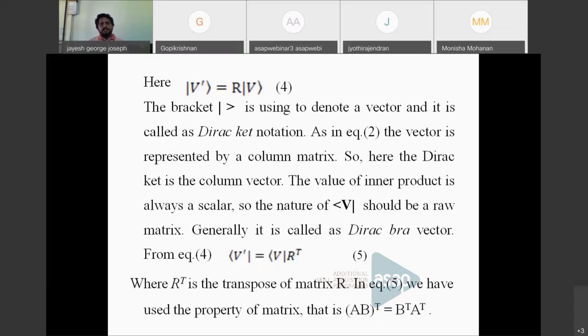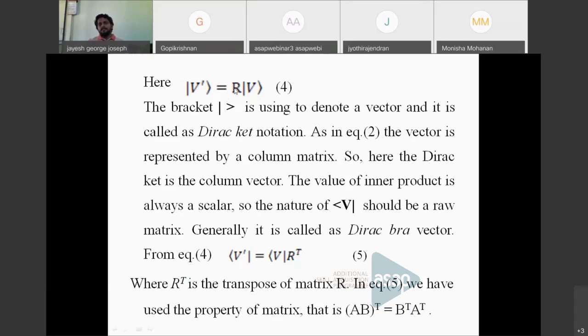For this we can write the bra vector v prime is equal to bra vector v into R transpose, where R transpose is the transpose of the matrix R. In this equation we have used the property of matrices, that (AB) transpose is equal to B transpose into A transpose. And here this V prime, that is the bra prime, is obtained by taking the transpose. So here we are taking the transpose on both sides.